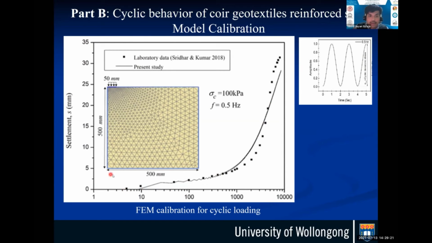So you can see that we have simulated different conditions very similar to what the laboratory experimental work reported by Sridhar and Kumar, and we have tried to capture with our model whether we can capture the variation of settlements with number of cycles very similar to what they predicted in their paper in 2018.